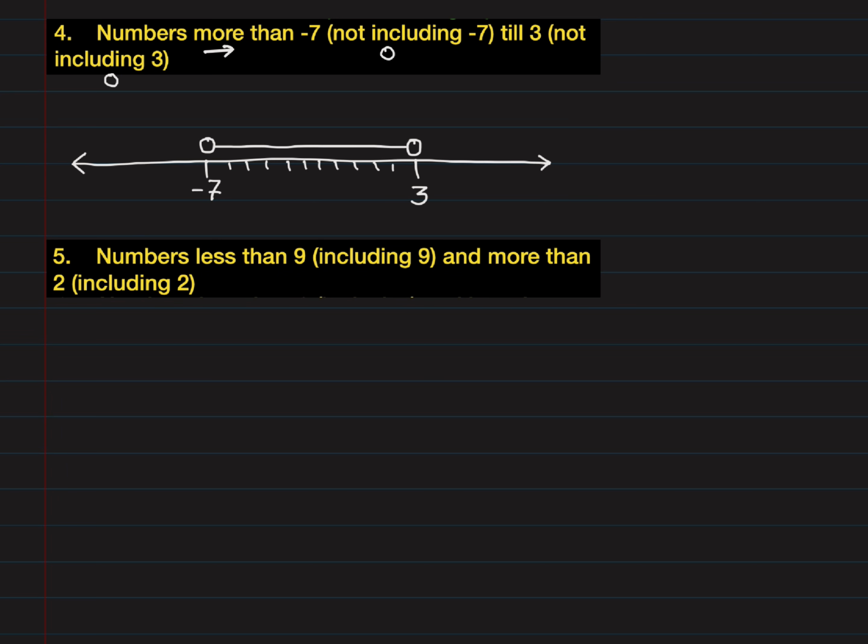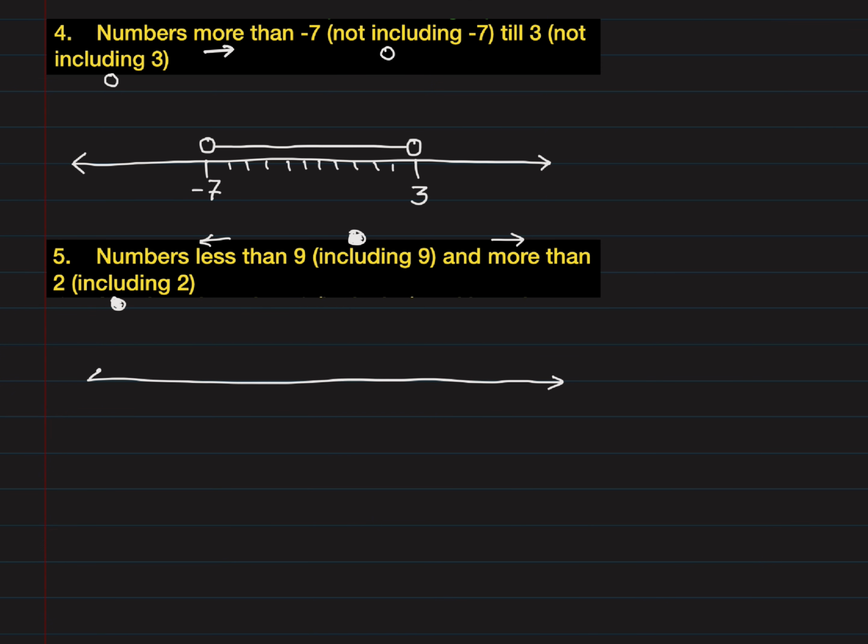So now, once again, we have numbers less than 9, so we're going in the left direction, and 9 is included, so therefore a circle that's shaded in. And we have numbers that are more than 2, so we're going in the right direction, and we're including the number 2, so a circle that's shaded in.